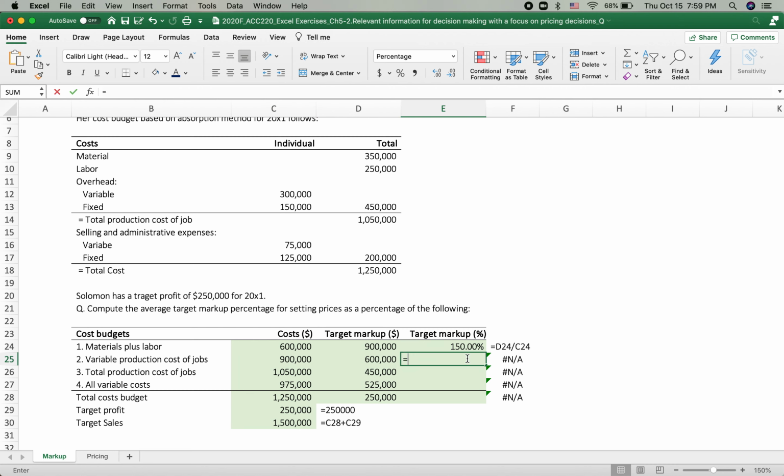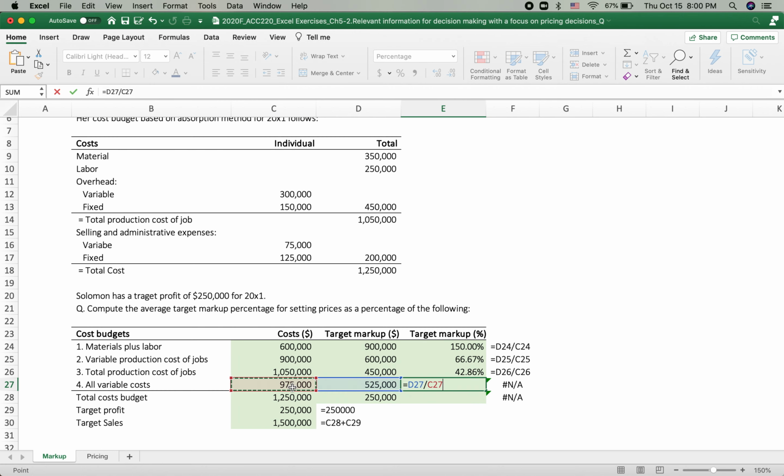Okay. Also, the same way, 66% is the target markup in percentage of the variable production cost of job. Then finally, the total cost as well.